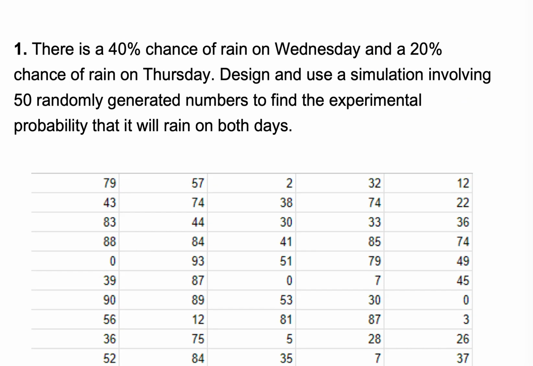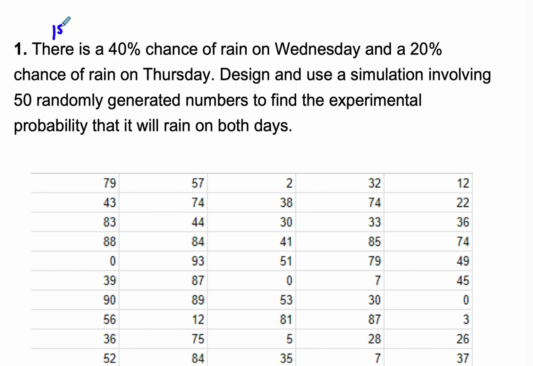Go ahead and let's take a look at this one. You're going to be trying it on your own, but I'm going to help you get it started. So for this problem, it says there's a 40% chance of rain on Wednesday and a 20% chance of rain on Thursday. Design and use a simulation involving 50 randomly generated numbers to find the experimental probability that it will rain on both days. All right, so Wednesday comes first.